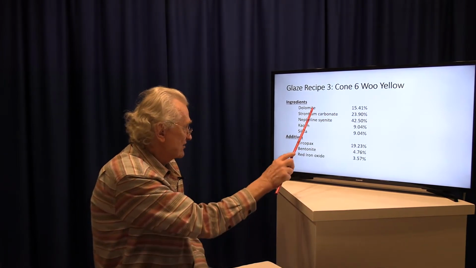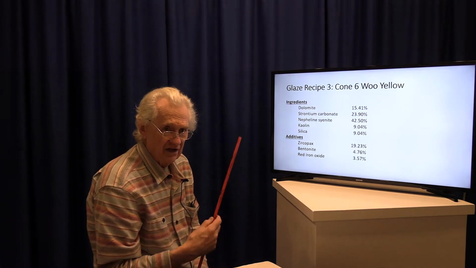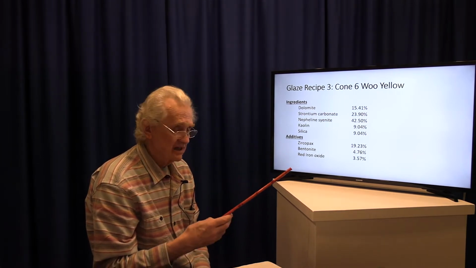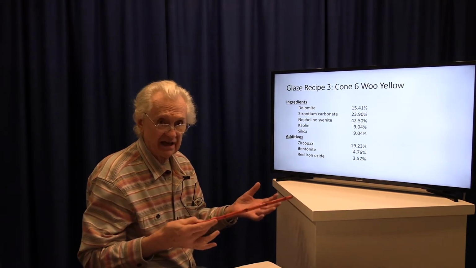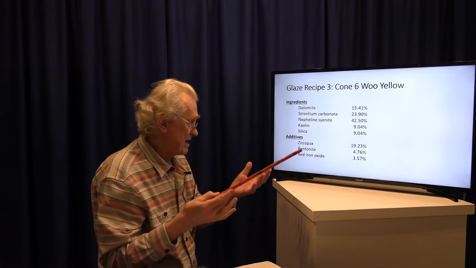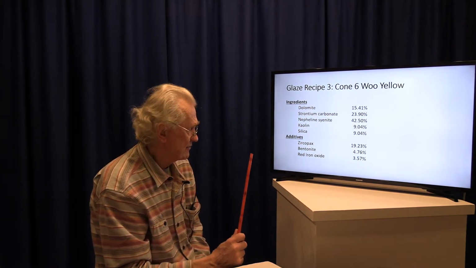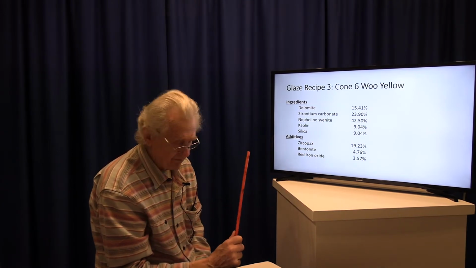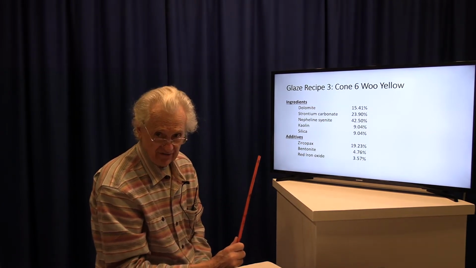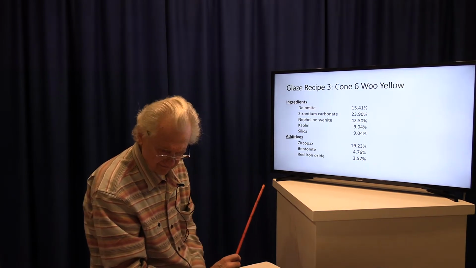So again, dolomite is calcium magnesium carbonate. That is not a very powerful low temperature flux. That tends to be classified more as a higher temperature flux because it takes a lot of heat to activate it, to make something happen. Strontium carbonate is a fairly high temperature flux, and nepheline syenite is kind of a middle range temp, like cone 6 kind of thing. But there's nothing low.